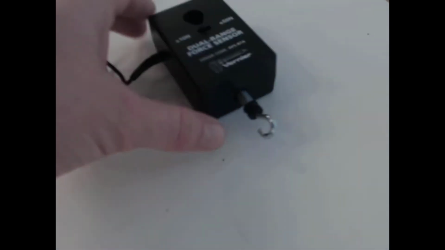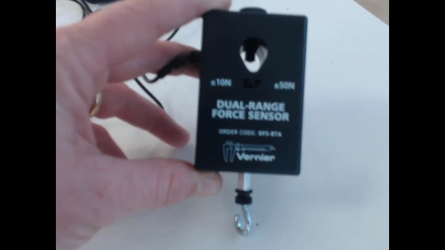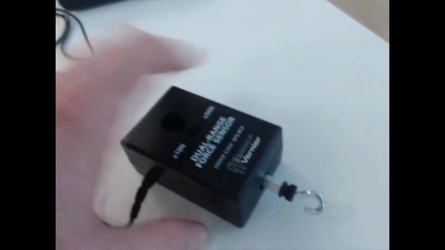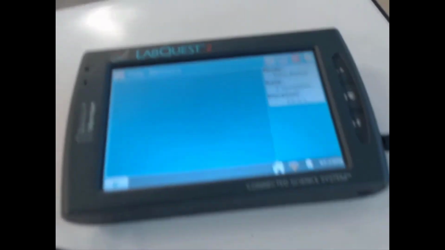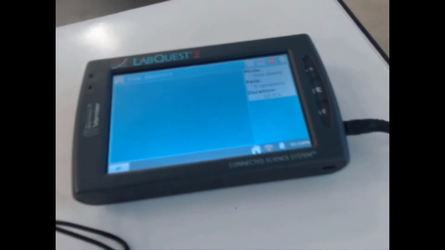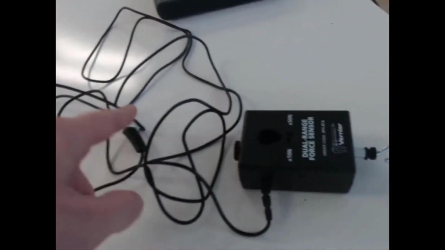We've got this special thing over here, which is a dual range force sensor. You can plug it into this nifty little tablet, which we're going to do, and you'll see it represented on my other screen. Then I can pull from the hook. I can pull on something, and it'll tell me how much force I am pulling with. So we have a wood block here that we're able to pull across the surface of the table.